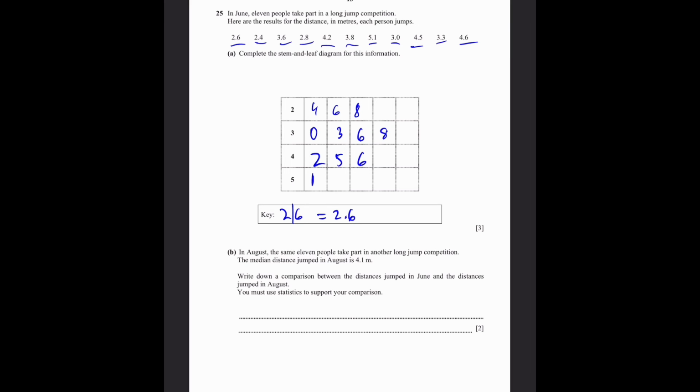And the sixth value in ascending order, which means 1, 2, 3, 4, 5, 6. Also, if we use the traditional striking off method, smallest, largest, smallest, largest, you will get this, and that's 3.6. So the median distance jumped in June is equal to 3.6. And that is less than 4.1 meters, as we can see. So distances jumped in August are greater than the distances jumped in June.